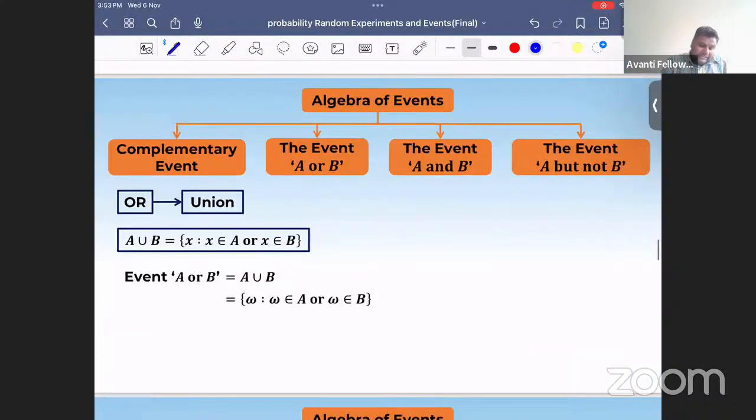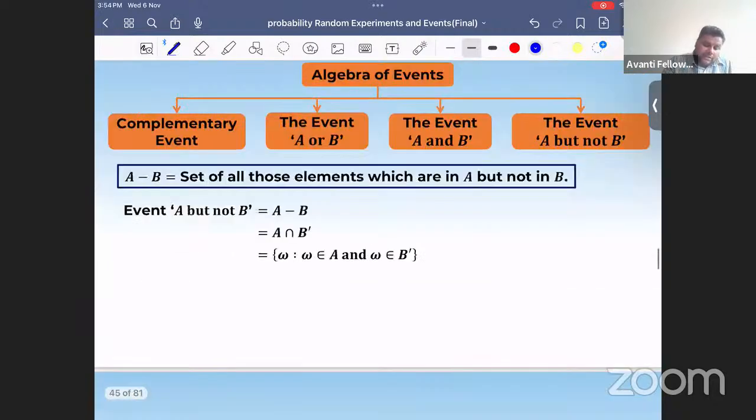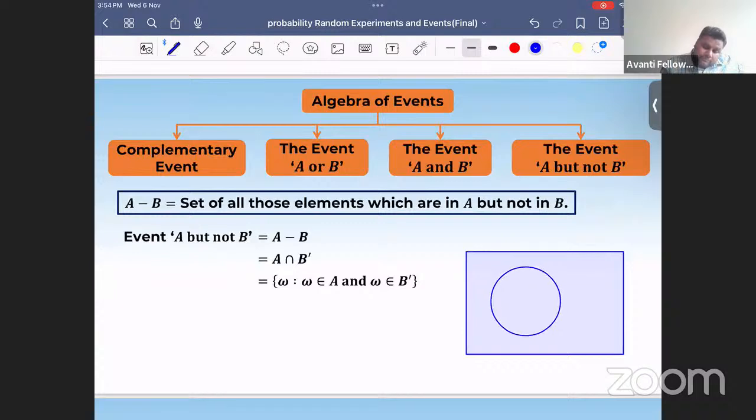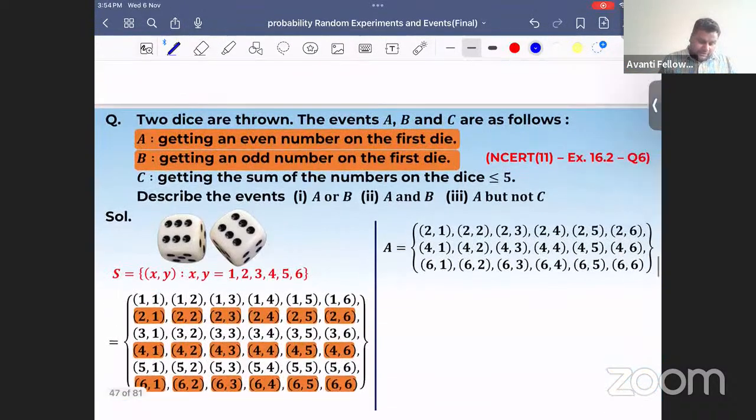Am I clear? Now, union of events we all know it is A union B. Intersection of events is A intersection B. And then A minus B. A minus B means all those elements which are in A but not in B. If I see it with a Venn diagram, this portion is your A minus B. Got it?